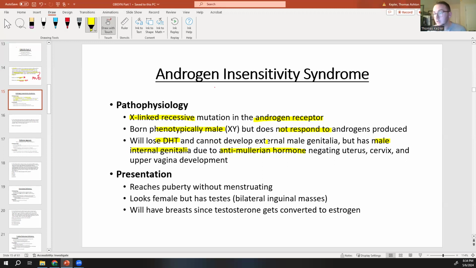All right. How is this going to look? They're going to be born looking like a female. They reach puberty, and then they're not going to be menstruating. They're going to look female, but they will have testes and the bilateral inguinal masses, and they will also have breasts because the testosterone is getting aromatized to estrogen, right? So that's why they end up having breast development. So that's androgen insensitivity syndrome. Look for uterus or no uterus, and then look at hair versus no hair. If there's no uterus and no hair, androgen insensitivity syndrome.